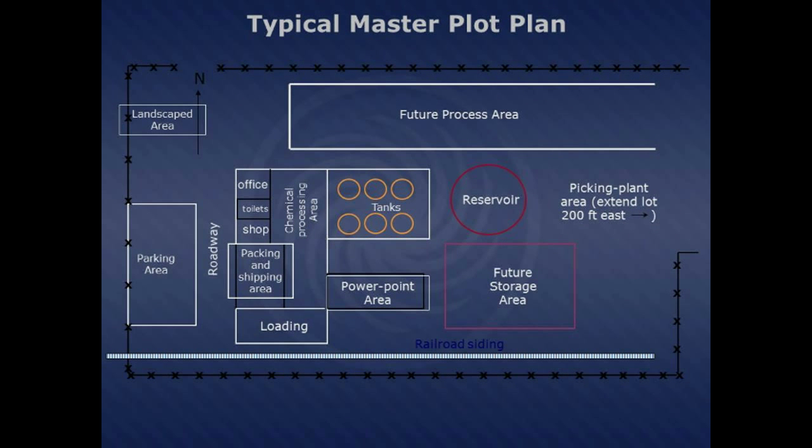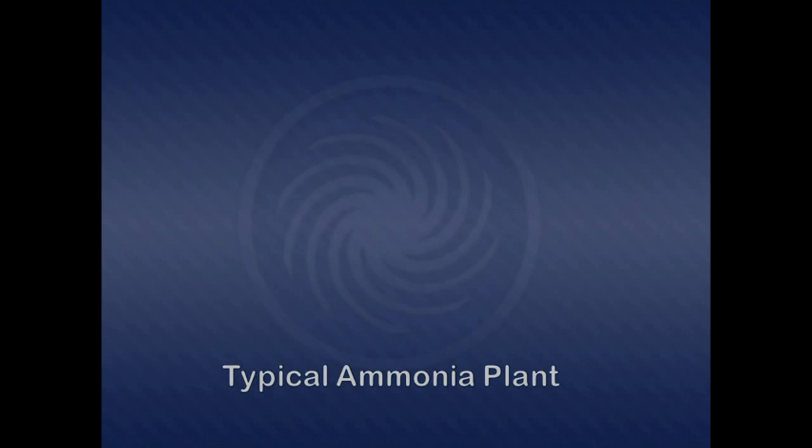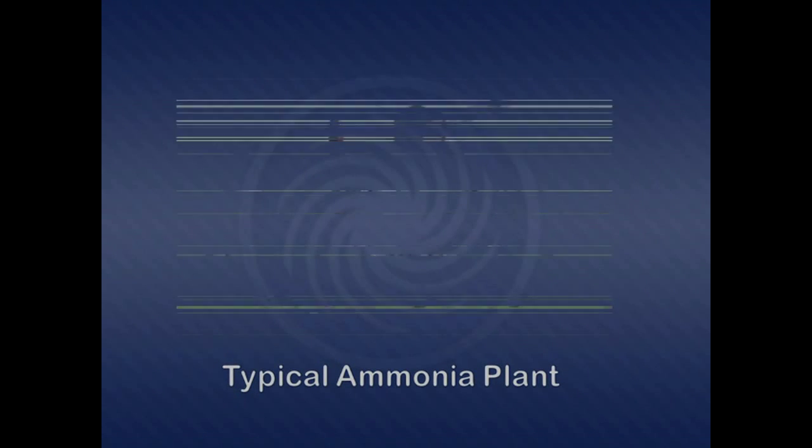Here is a diagram of the master plan of an ammonia plant. In this diagram, different sections of the plant are shown, which include the future storage area, power point area, offices, and room for future expansion of the plant.